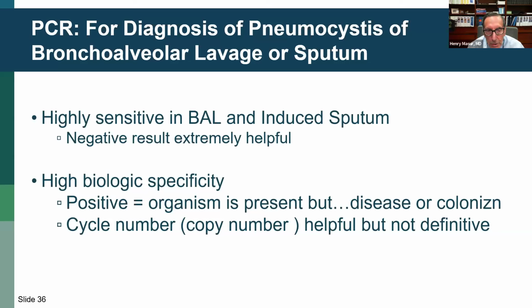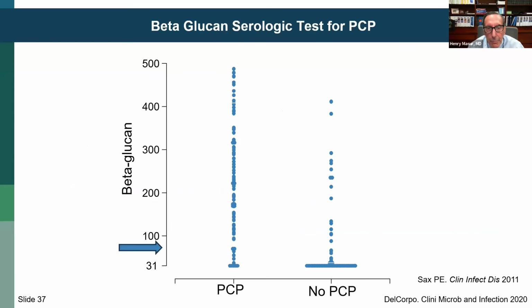And while the sophisticated people will look at cycle numbers, this is not like looking at cycle numbers in blood, because there's a lot of variation in terms of what part of the lung was sampled, how good a specimen it was, how dilute it is. So you really can't rely on that.